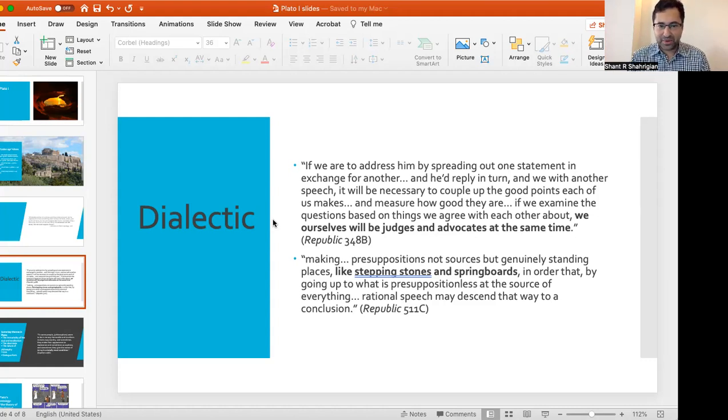So I'm not going to read both of these quotes. I'll just read the second one. And this is one definition of dialectic. It is making presuppositions not sources, but genuine standing places, like stepping stones and springboards, in order that, by going up to what is presuppositionless, at the source of everything, rational speech may descend that way to a conclusion.